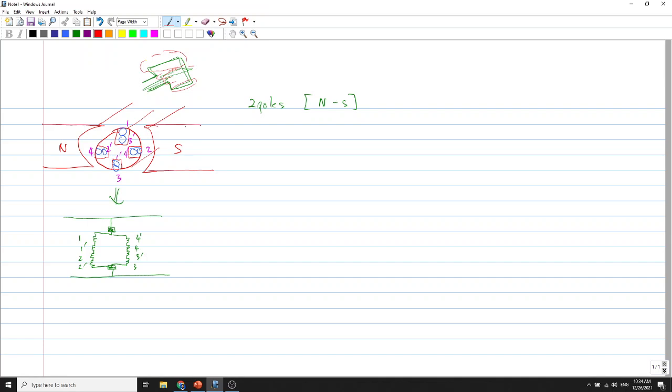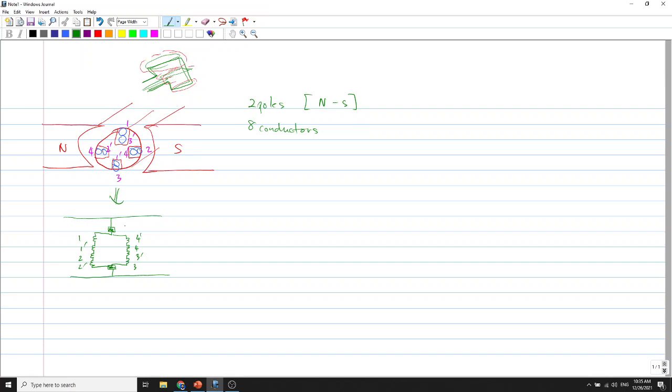So over here there are 4 slots, 2 parallel paths, and also 8 conductors. Over here you can see the 8 conductors. Where are the 8? We look at all these points: 1, 2, 3, 4, 5, 6, 7, 8. We have 8 conductors, and the connection is parallel, so there are 2 parallel paths.